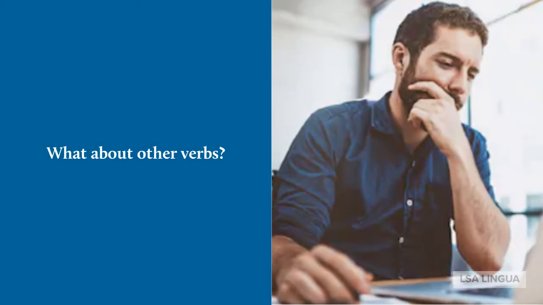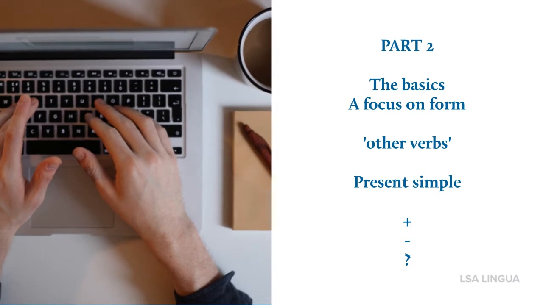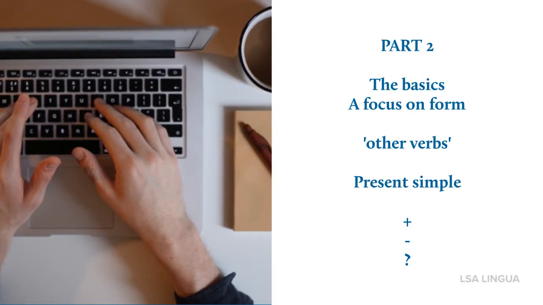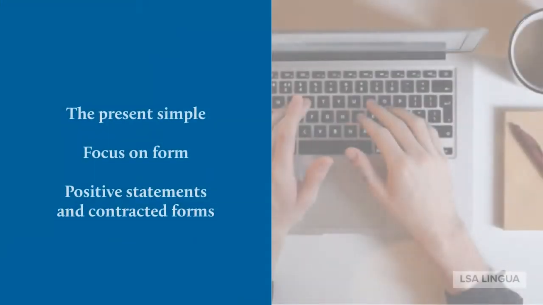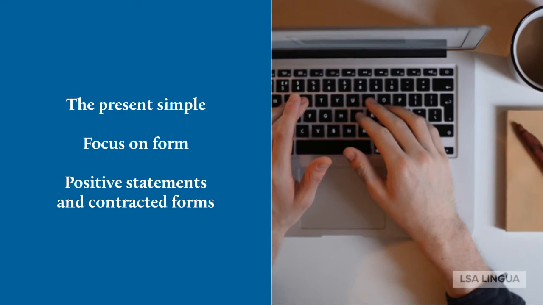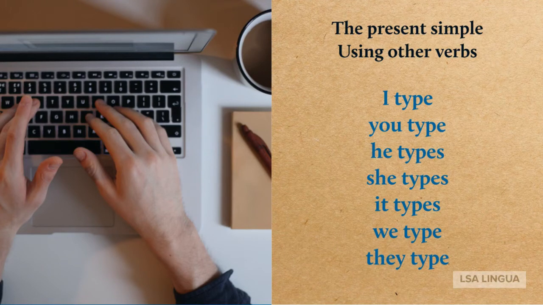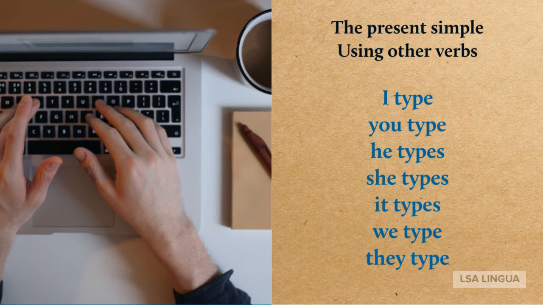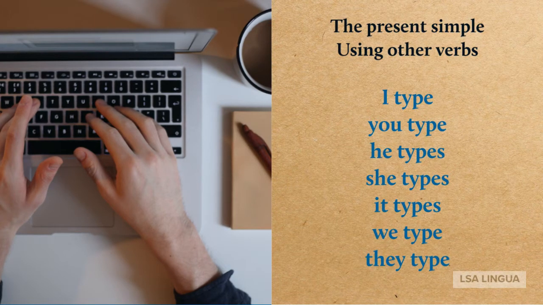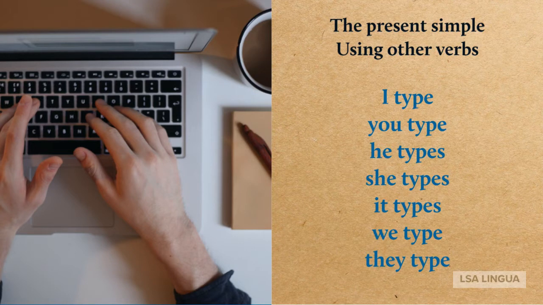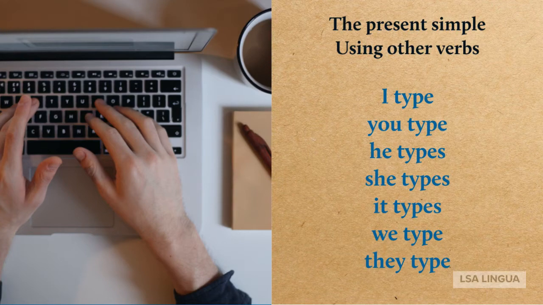So what about other verbs? Part 2. The basics. A focus on form, other verbs using the present simple in positive statements, negative statements, and questions. Positive statements and contracted forms. The present simple using other verbs, like typing. I type, you type, he types, she types, it types, we type, and they type. Please note that there's an S attached to the base of the verb when it comes to the he, she, and it pronouns.